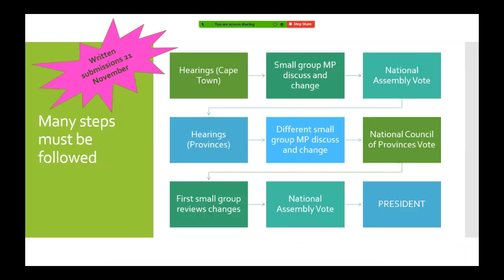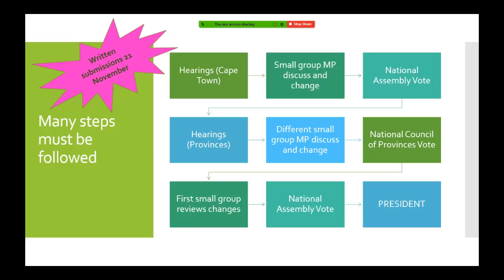Now, the bill has to go through lots of different steps. There's going to be hearings in Cape Town at the National Parliament. Then that small group of MPs, the Portfolio Committee, will discuss and may make changes. And it'll go back to the big group in the National Assembly for all the MPs to vote on it once they've done their work. There'll then be hearings in the provinces. So in your local provincial parliament, you'll be able to go and tell them what you think of the bill.